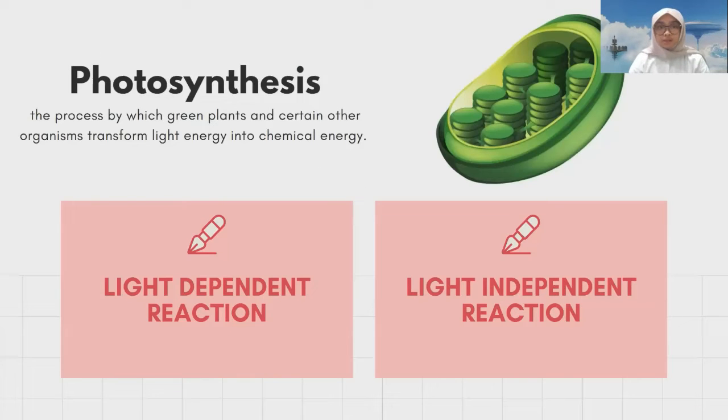The first interaction that we have here is photosynthesis. Photosynthesis is the process by which green plants and certain other organisms transform light energy into chemical energy. The simple definition of photosynthesis is a process in which plants make food by themselves. And here we have two steps: the light-dependent reaction and the light-independent reaction.